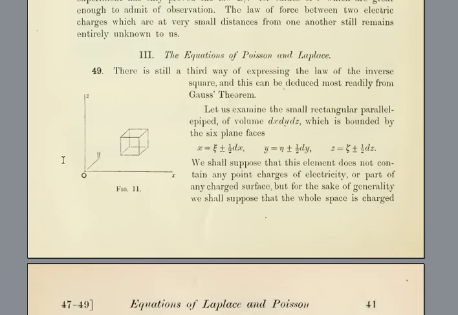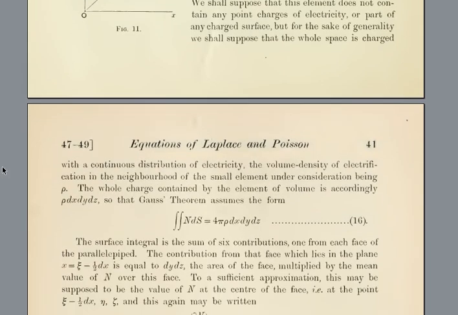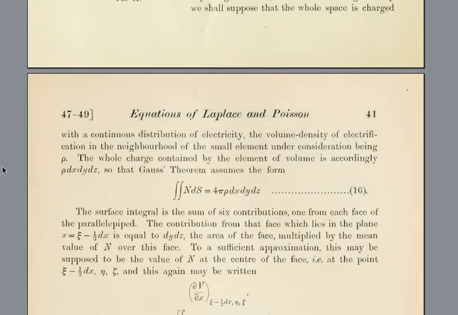by the six planes x equals ξ plus and minus 1/2 dx, y equals η plus and minus 1/2 dy, z equals ζ plus and minus 1/2 dz. We shall suppose that this element does not contain any point charges of electricity or part of any charged surface. But for the sake of generality, we shall suppose that the whole space is charged with a continuous distribution of electricity, the volume density of electrification in the neighborhood of the small element under consideration being rho.